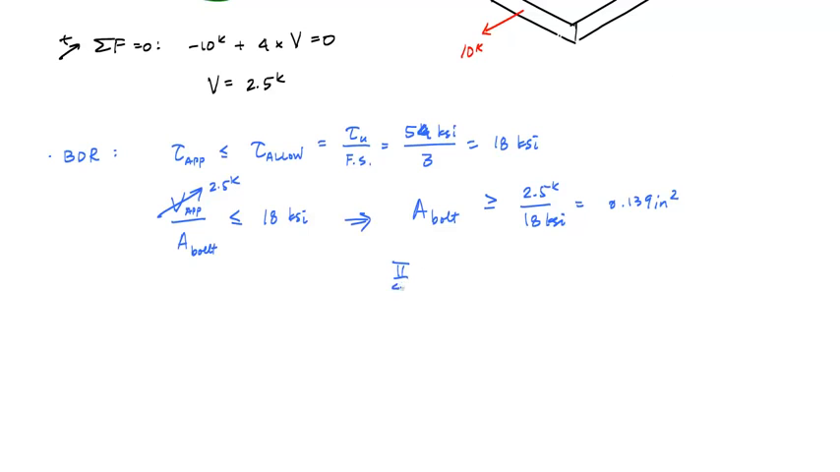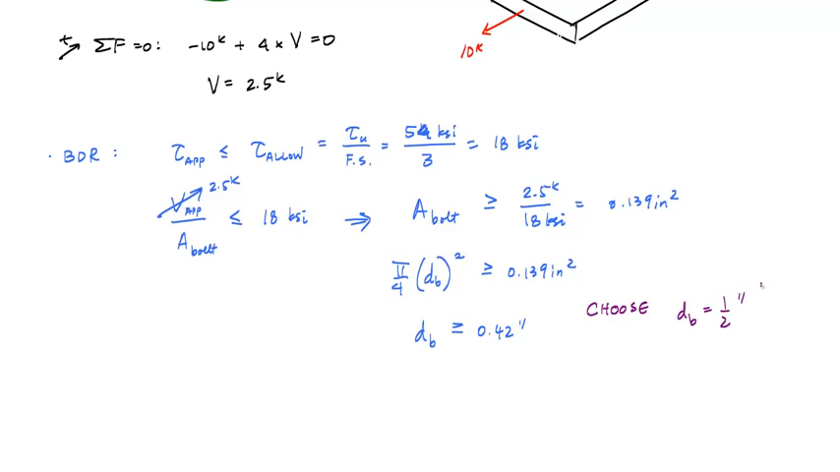I'll just say it's pi over 4 times the diameter of the bolt squared is greater than or equal to 0.139 inches squared. And if I solve for dB, I need the diameter of my bolt to be greater than or equal to 0.42 inches. And because I can't choose a 0.42 inch diameter bolt, they probably don't make them that size, I'm going to say for my design, I'll choose dB equal to 1/2 inch. So I'm going to choose 1/2 inch diameter bolts made of this A325 steel material.